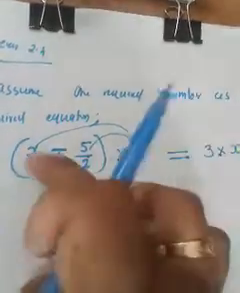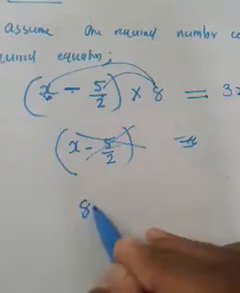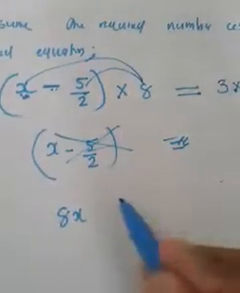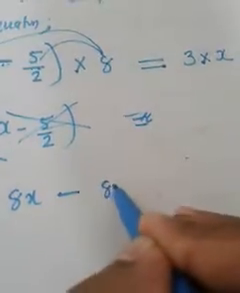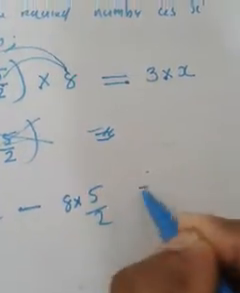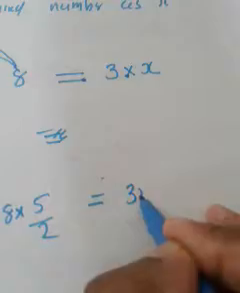Okay, so what is 8 into x? 8x. Then this sign as it is, minus. Then 8 into 5 by 2. 8 into 5 by 2 is equal to, what is on the right side? 3x. You may have understood.